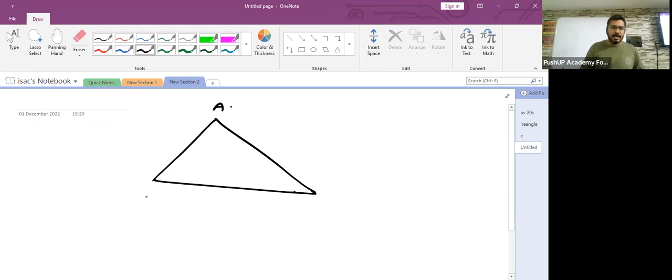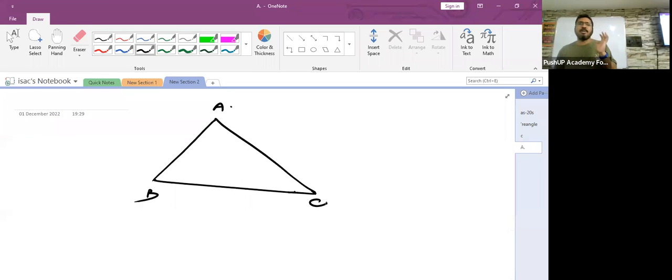Imagine you have a triangle ABC. I'm not mentioning what type of triangle it is. It can be scalene, isosceles, or an equilateral triangle. I don't know what kind of triangle it is.